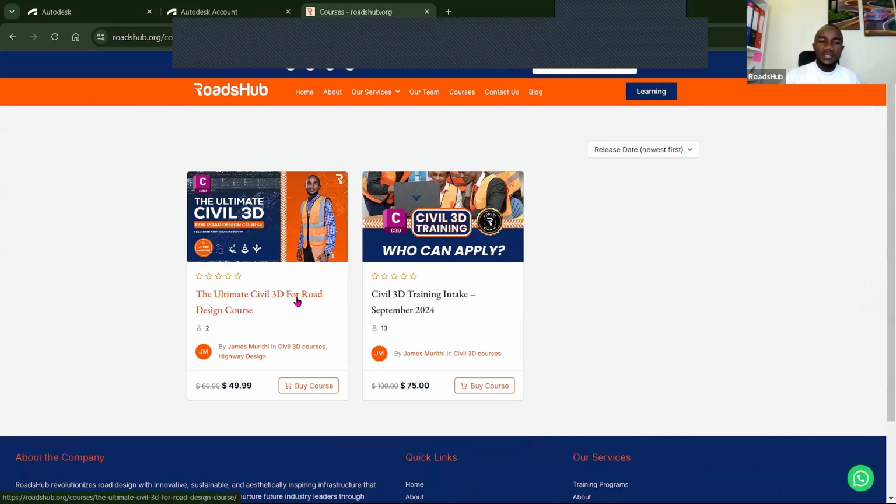So we have the Ultimate Civil 3D for Road Design course. This is a course for you to learn at your own time. It's the same training that we offer for road design. We have packaged it for people from different zones. People are very busy and may not be able to join our program, so you can just purchase the course and learn at your own free time.